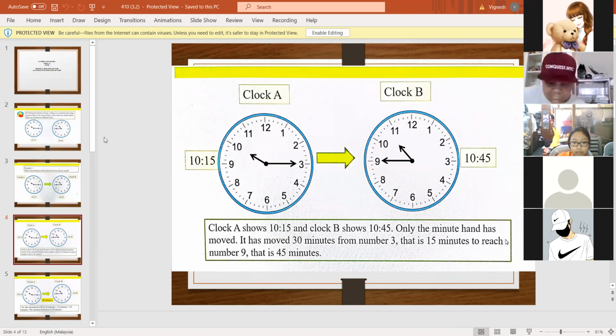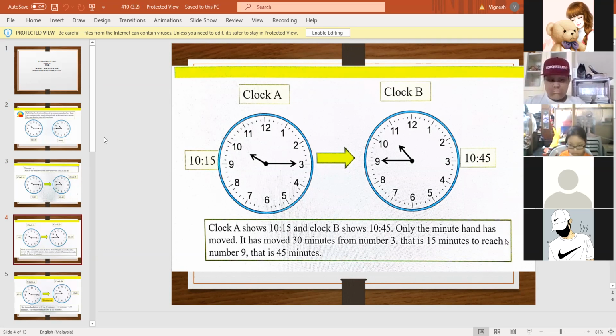Clock A shows 10:15, right? Clock B shows 10:45. Only the minute hand has moved, correct or not? Because the hour hand didn't move at all. The hour hand is not moving. Only the minute hand has moved from clock A to clock B. Can you all see the moving there?